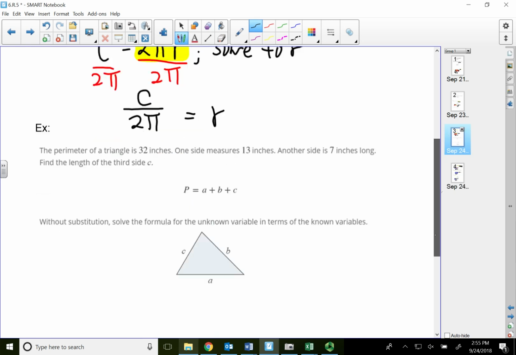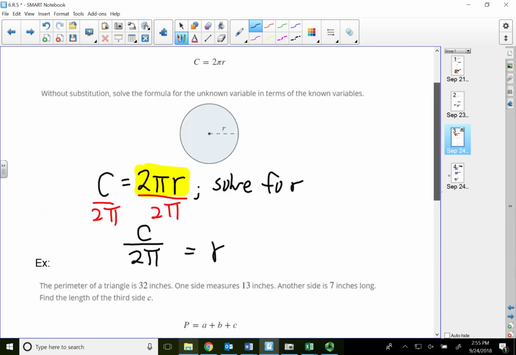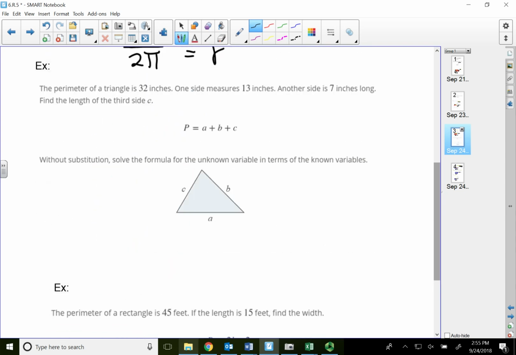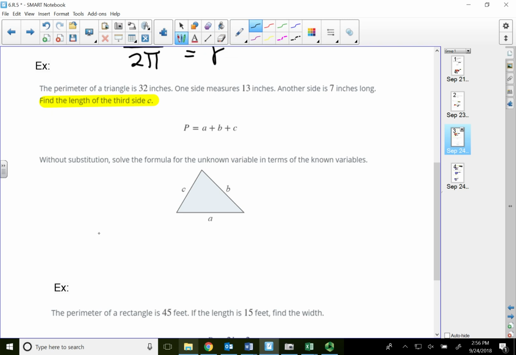And I'm going to pick and choose, okay, so bear with me for a moment. So this is probably page 3 on your handouts. This formula, P equals A plus B plus C, is referred to as the perimeter of a triangle. So again, without substitutions, let's solve for the third side C. So P, the perimeter, equals side A plus side B plus side C, looking for C.